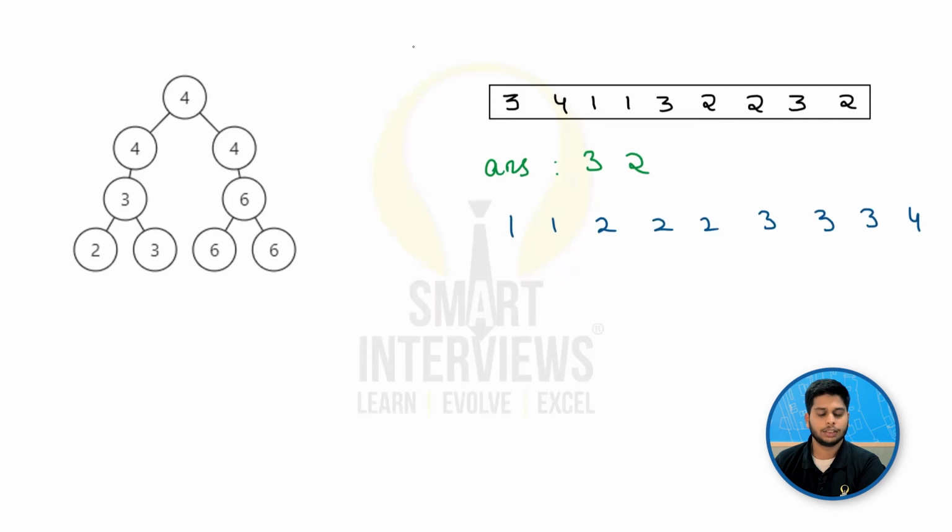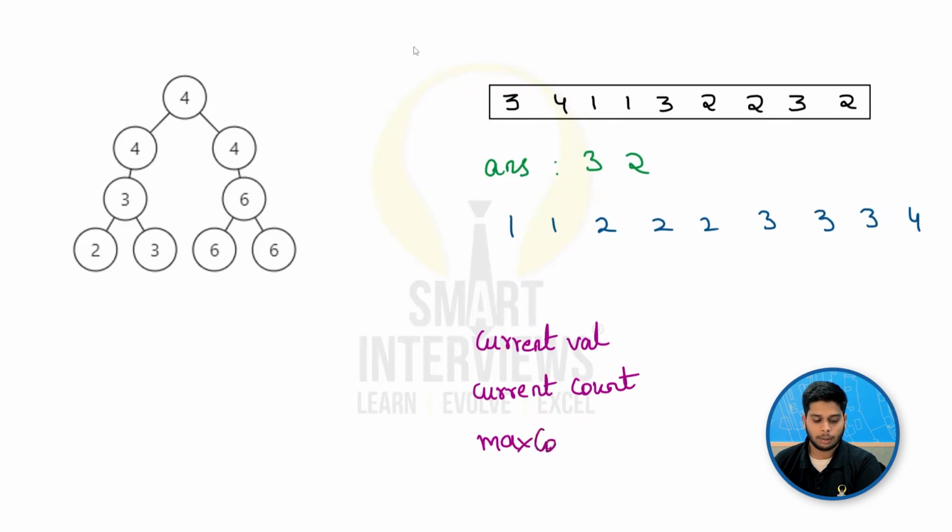Now let us try to compute the mode in the array. So initially, let us take 3 variables. The current value, indicating which value we are at, and current count, indicating the number of repetitions of the current value, and the third one, in order to find the max, we need to have the max count. So initially, all the variables will be initialized to 0.